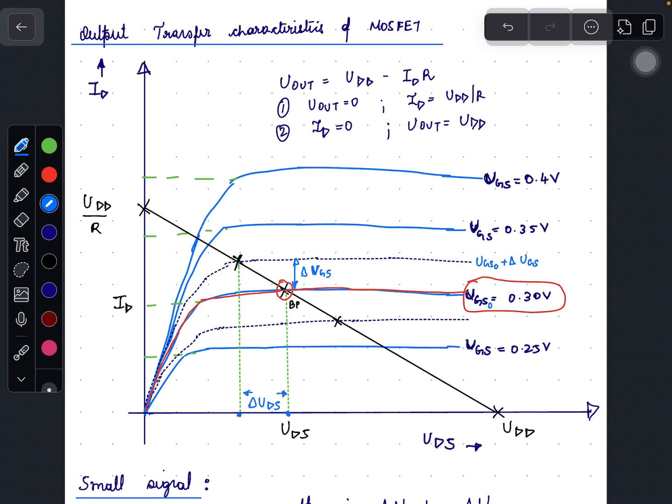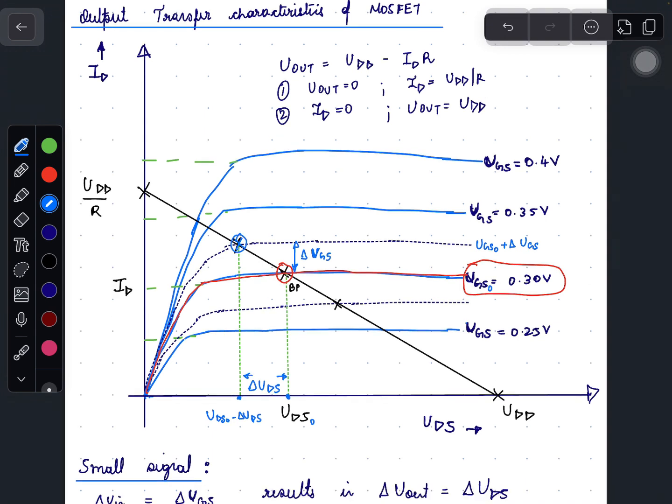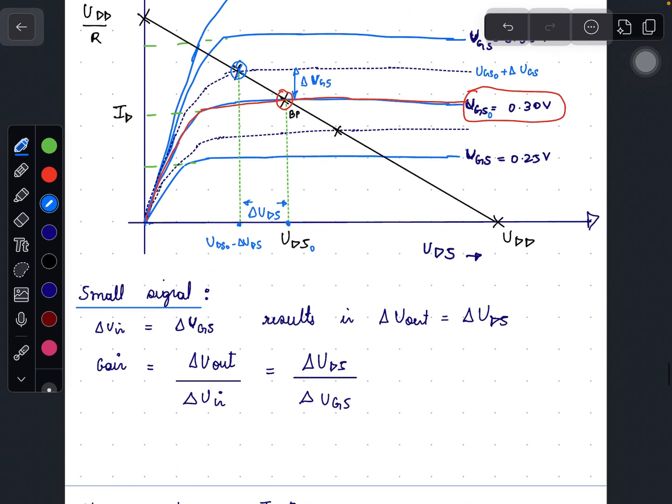So the output voltage will change from UDS naught to UDS naught minus delta UDS, and the point of intersection between the black line and the MOSFET transfer characteristic line is the new bias point for UGS naught plus delta UGS. The gain is given by delta UDS divided by delta UGS, as shown here.